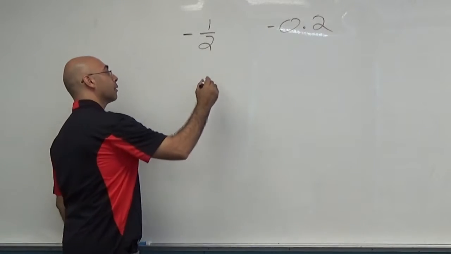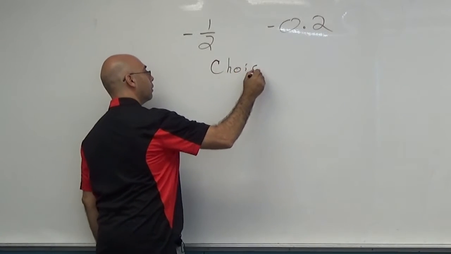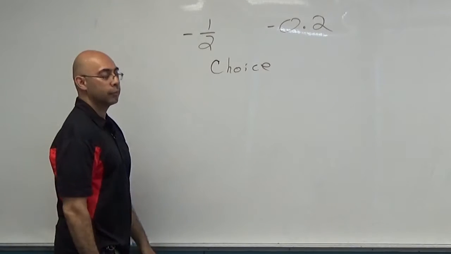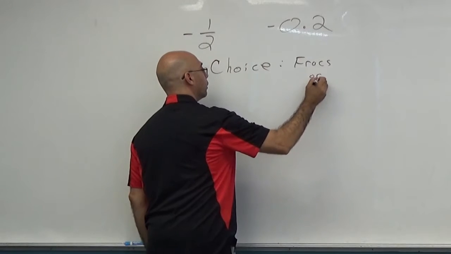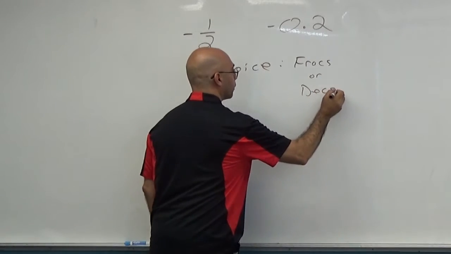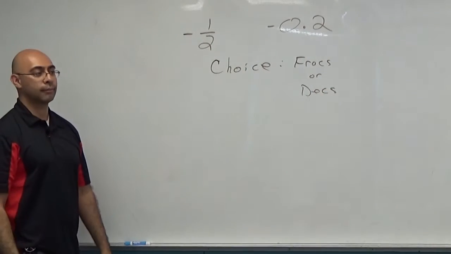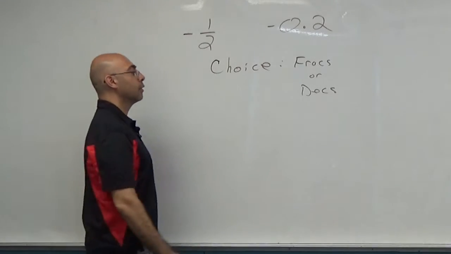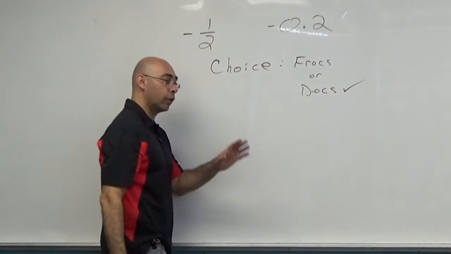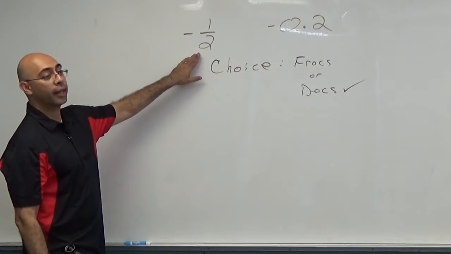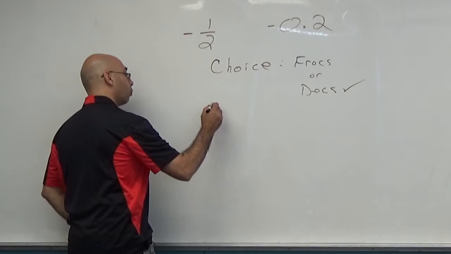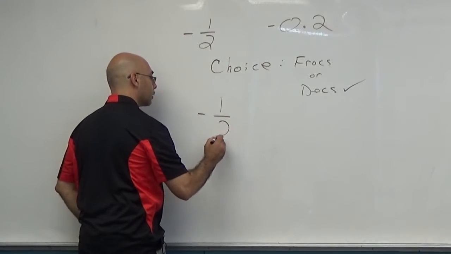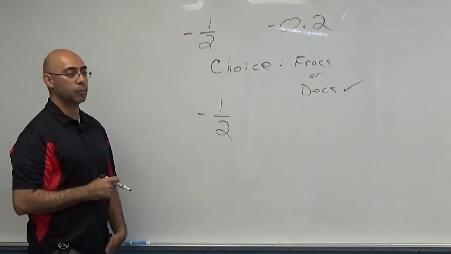Now you have a choice. Do you want to compare fractions or decimals? Which one do you want? Decimals. All right. So this is what you want, decimals. So what you're going to do is turn that into a decimal. So that means -1/2. I need to turn that into a decimal. How am I going to turn that into a decimal?